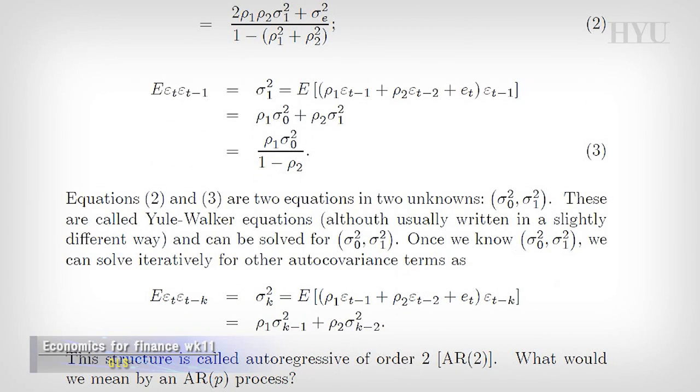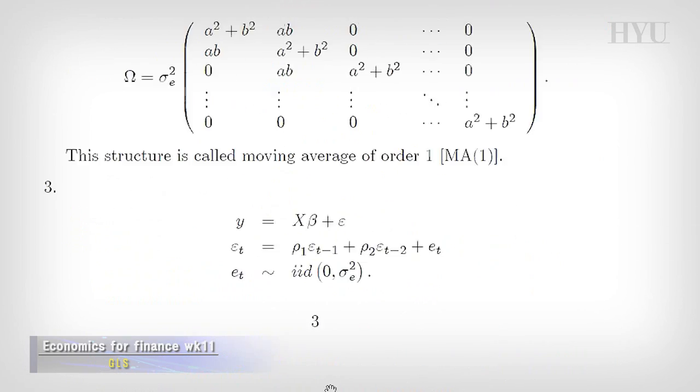Okay. Then what would we mean by an AR(p) process? What's your guess? What would an AR(p) process be? Okay. So this is an AR(2) process, right? So an AR(p) process means that we have rho 1 epsilon t minus 1, rho 2 epsilon t minus 2, rho 3 epsilon t minus 3, and we continue until rho p epsilon t minus p. Then we will have an AR(p) process.